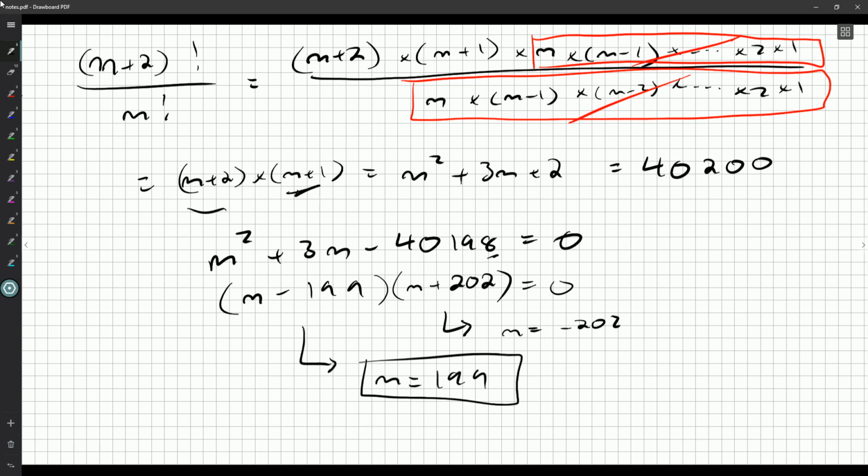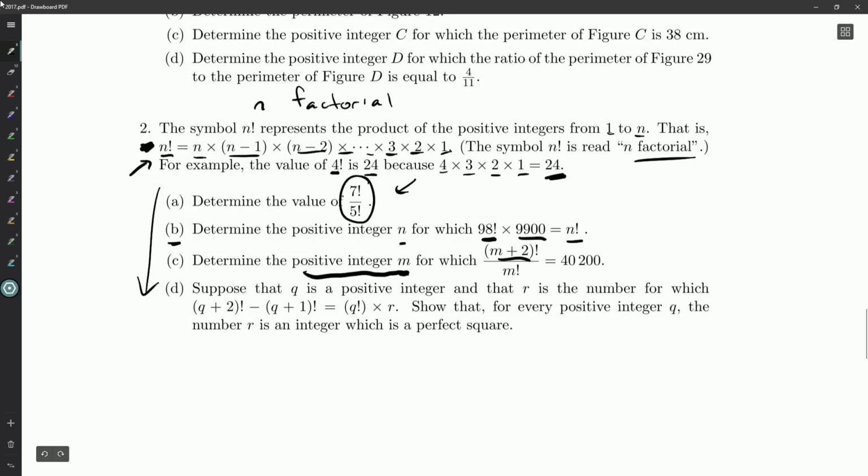Okay, that's C part all done with. So we really just have the D part left to go. D, suppose that Q is a positive integer and R is the number for which Q plus 1 factorial minus Q plus 2 factorial minus Q plus 1 factorial is Q factorial times R. Show that for every positive integer Q, R is a perfect square.